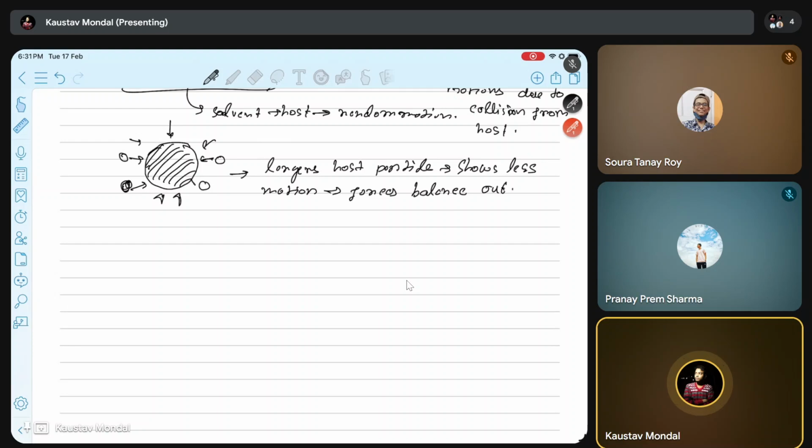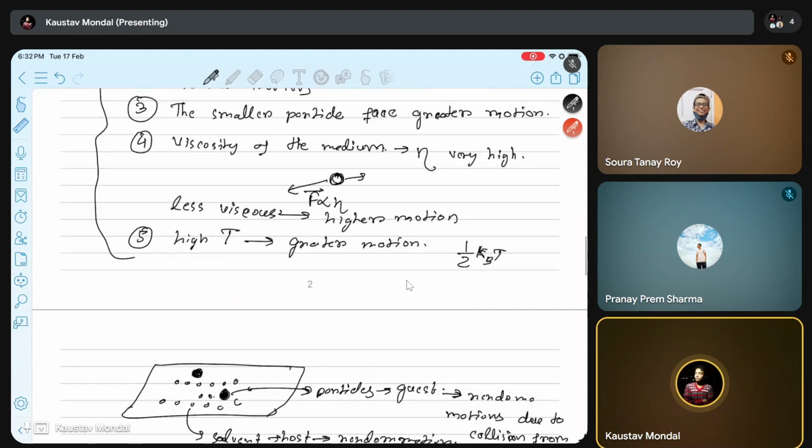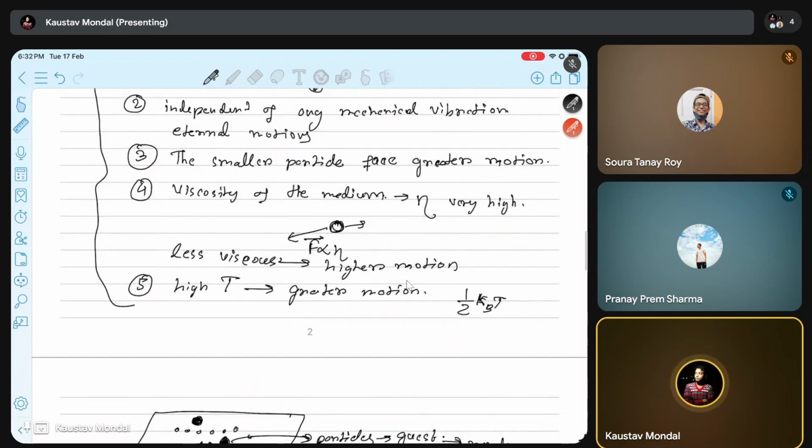For smaller particles it is the opposite. They face an inhomogeneous force, and because of that they show greater motion compared to the bigger particles. So this is one of the reasons why we have written here that smaller particles face greater motions.